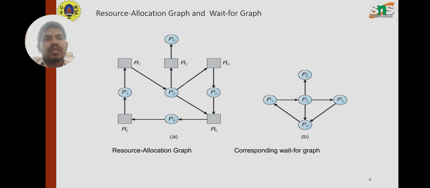In the resource allocation graph, P5 is alone in the edges, so P5 executes first and then reports to P1. In the corresponding wait-for graph, P1 waits for P2, and P2 waits for P5, P4 and P3. P3 waits for P4, and P4 waits for P1.